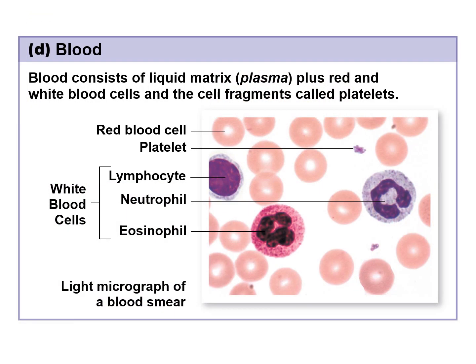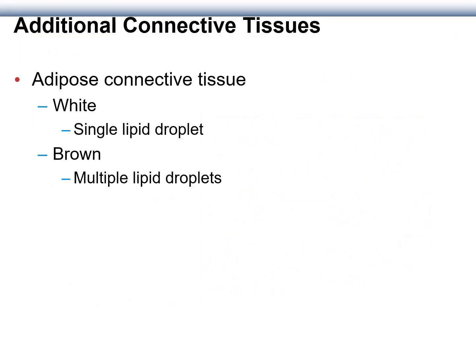Here's blood. Again, we not only have red blood cells, but we have white blood cells and different kinds, and lymphocytes. Additional connective tissues are an interesting family. Adipose connective tissue, unlike the other connective tissues, doesn't have extracellular matrix. I don't even want to call it matrix. What they have is large amounts of material found inside the cells, and they do serve a connective purpose.